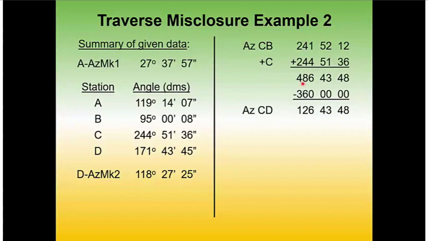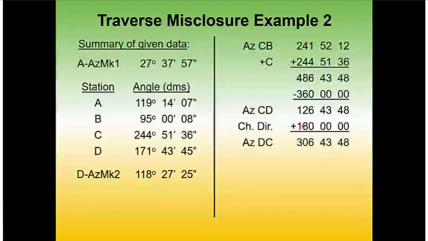Now we want to go to the azimuth mark, so we need to change the direction from C to D and get the azimuth from D to C. So we either add or subtract 180 degrees. Again, in this case, we must add 180 degrees. If we were to subtract 180 degrees, we would get a negative number here, and that's outside the allowable range for definition of an azimuth. So add the 180, simple addition here. We have 306 degrees, 43 minutes, and 48 seconds for the azimuth from D to C.